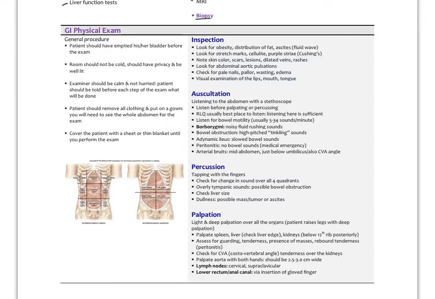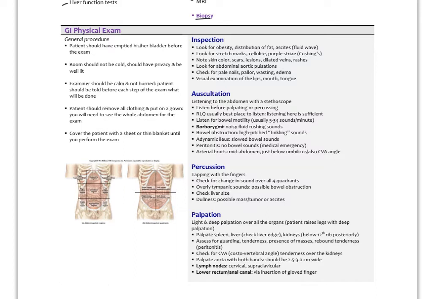So basically the patient should lie on the table. They should make sure the bladder is empty before the exam. The room's got to be warm, and there's privacy, well lit. And this is a kind of exam where patients will often tense up, especially if the provider is palpating really hard or nervously. So be sure the person doing this is calm.